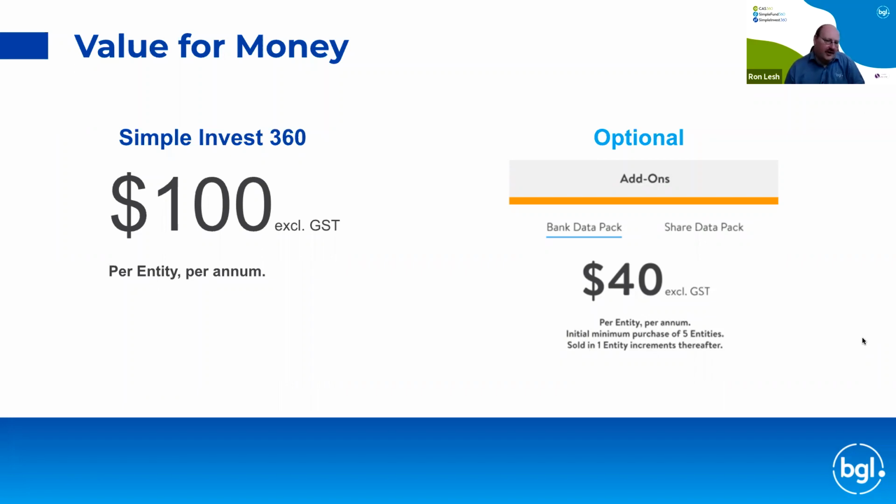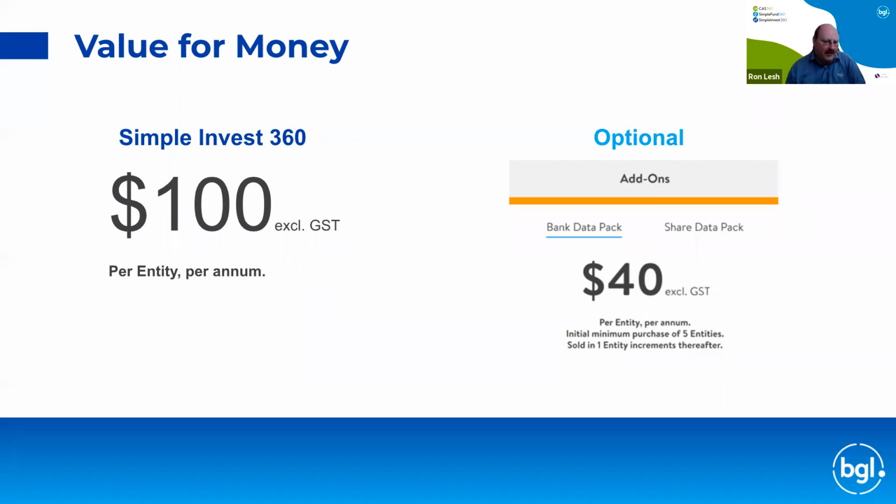So if you've got, say, 200 super funds and 100 trusts, you'll get the volume pricing over the 300 entities together. So we've built our systems to handle that. And so it's pretty simple.